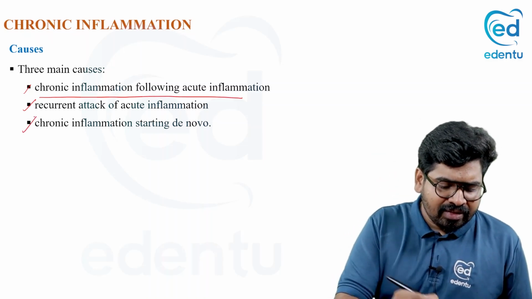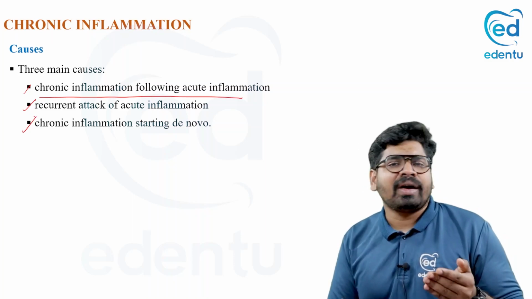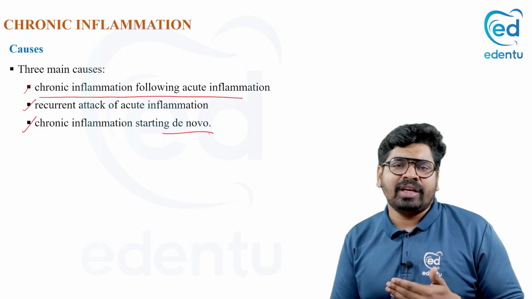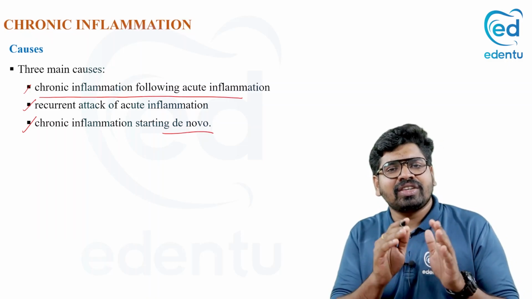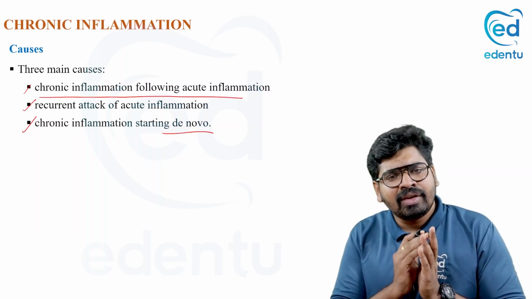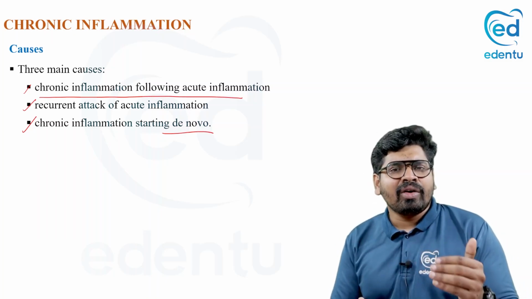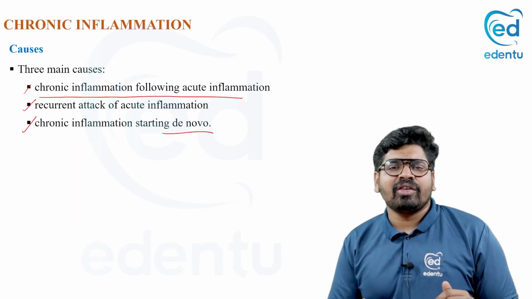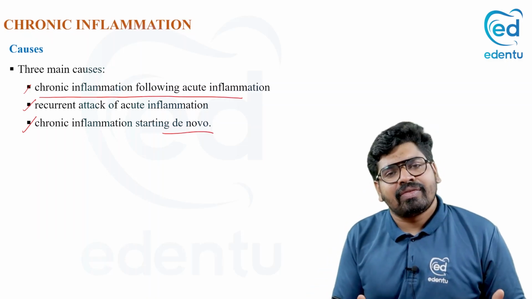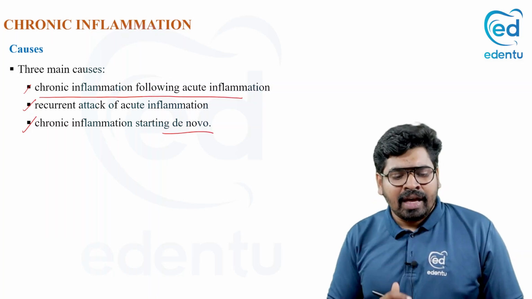And the other cause is that the chronic inflammation starts on its own. De novo means it is starting on its own in a fresh individual, in a fresh state. Imagine you don't have any inflammation in your body. A chronic inflammation can start occurring in your body without any previous history of any other inflammation. So these are the three causes.